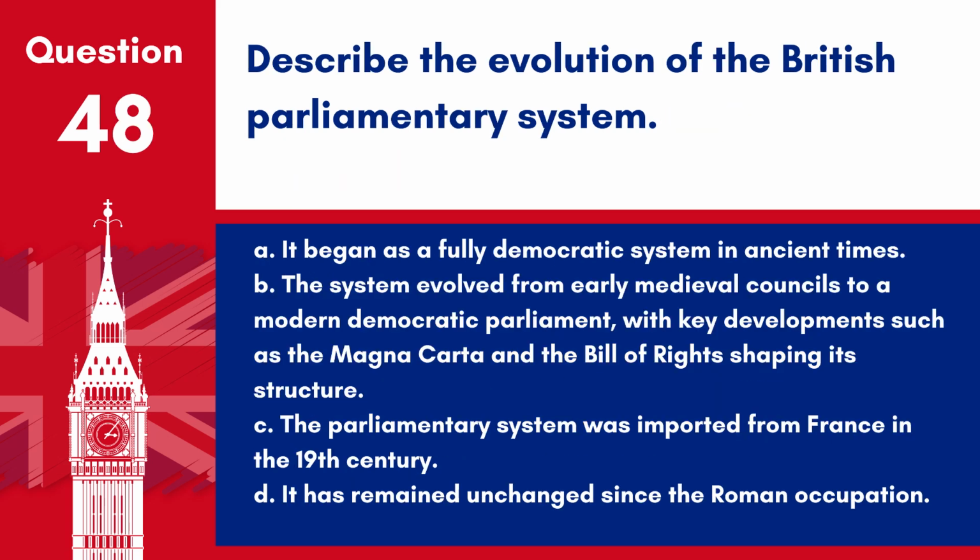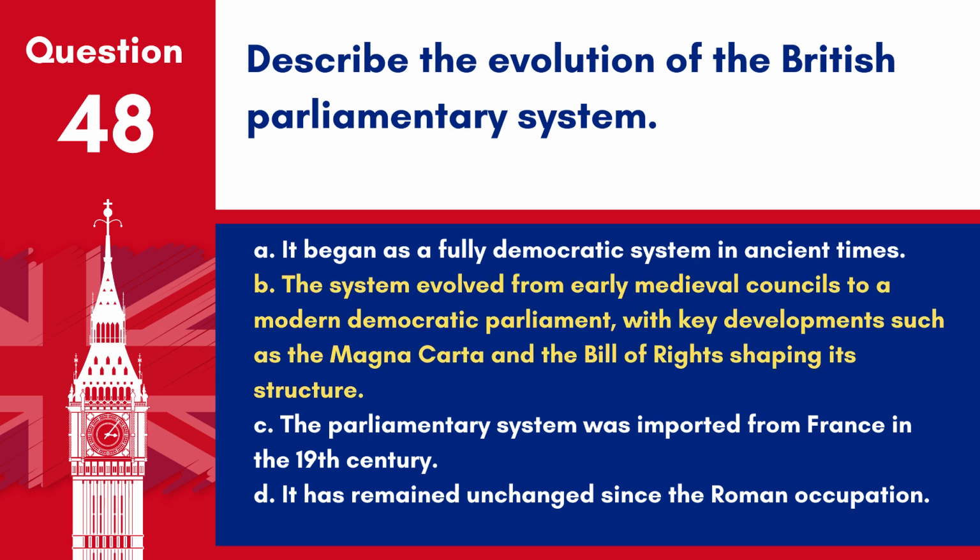Question 48. Describe the evolution of the British parliamentary system. A. It began as a fully democratic system in ancient times. B. The system evolved from early medieval councils to a modern democratic parliament, with key developments such as the Magna Carta and the Bill of Rights shaping its structure. C. The parliamentary system was imported from France in the 19th century. D. It has remained unchanged since the Roman occupation.